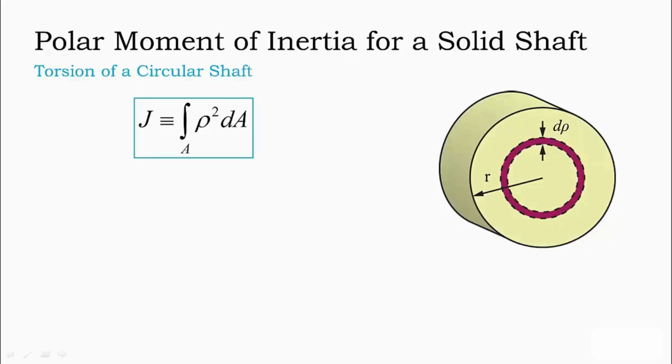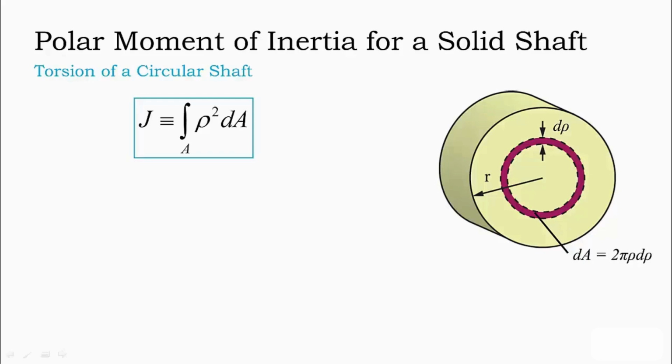For a small change in radial position, we can define the area of this element as the perimeter multiplied by the radial position change, or dA is equal to 2πρ dρ. Thus, the entire area of the shaft will be covered by increments of dρ in the radial direction.